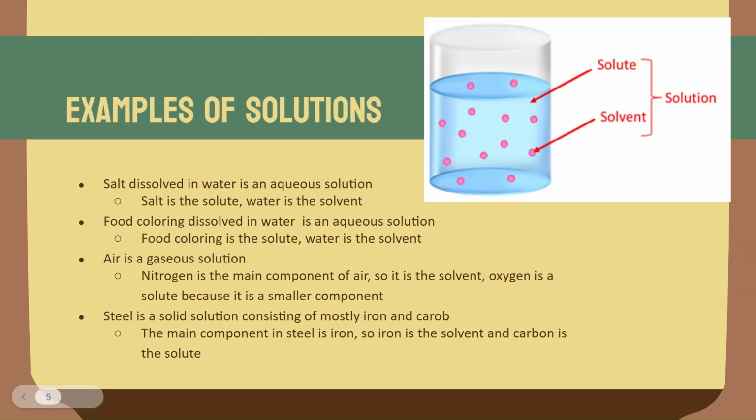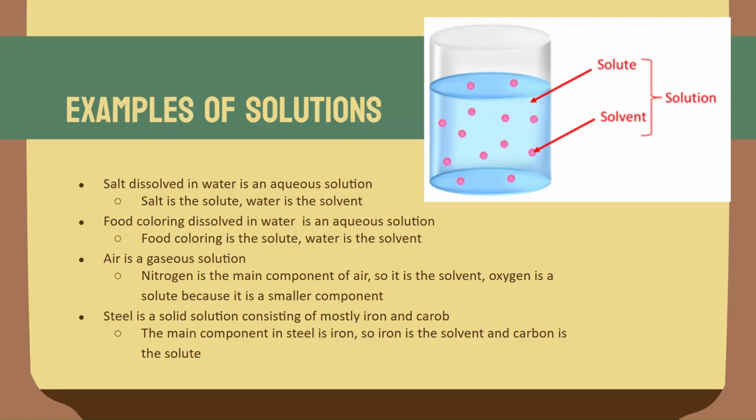Here are a couple more examples of solutions. If I dissolve salt in water, this is another aqueous solution. In this case, salt is my solute. It's being dissolved. And water is my solvent. It's the thing doing the dissolving. Another aqueous solution is food coloring in water. This is a liquid into a liquid. In this case, food coloring would be the solute. I have much less food coloring than water. And my water would be my solvent.